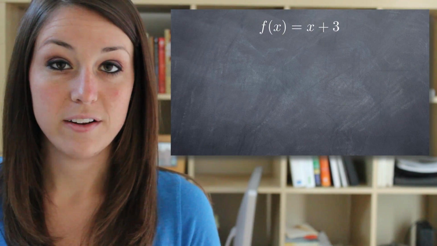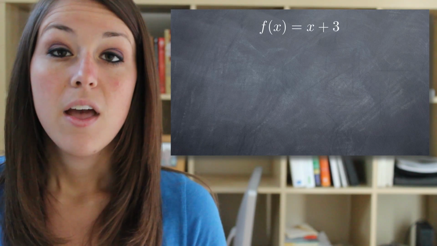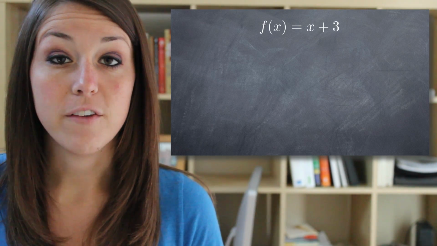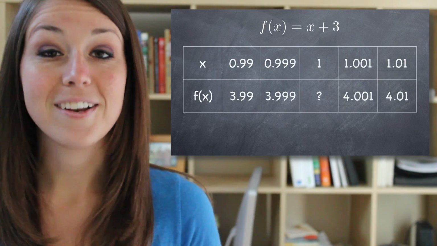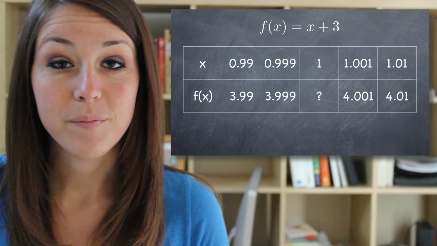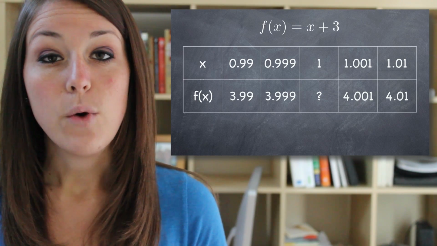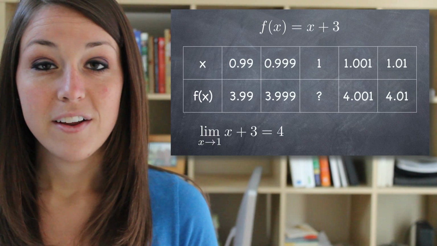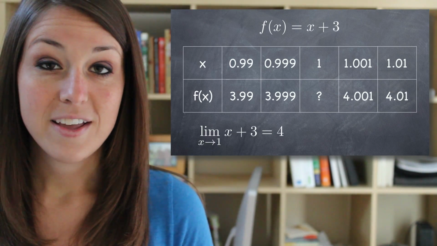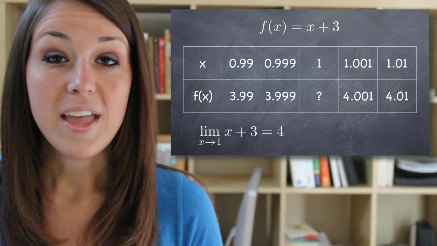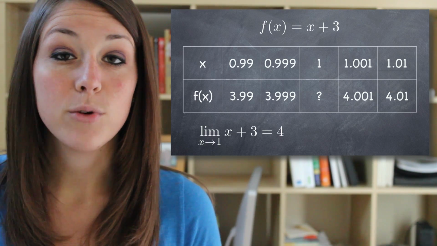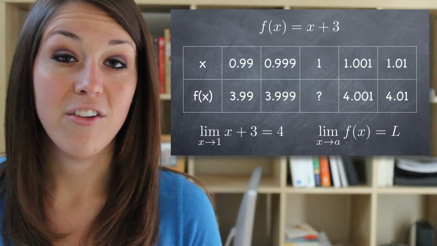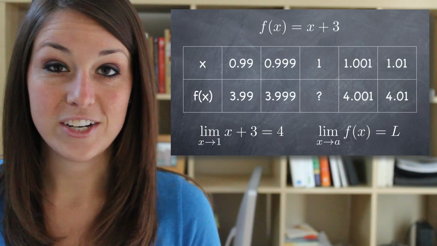Think of a simple function, like x plus 3. The concept of a limit is just this. If we plug in numbers that are very close to 1, we'll get back numbers that are very close to 4. To express this limit, we write lim for limit as x approaches 1 of our function x plus 3 is equal to 4. In general, we say that the limit as x approaches a number a of a function f of x is equal to L, and L is the limit of the function.